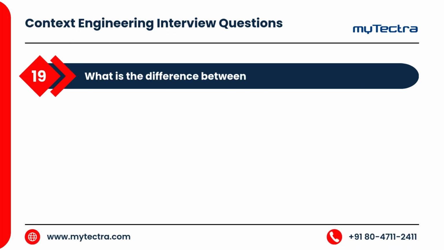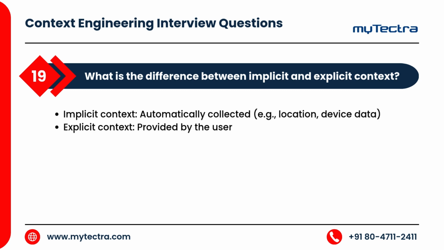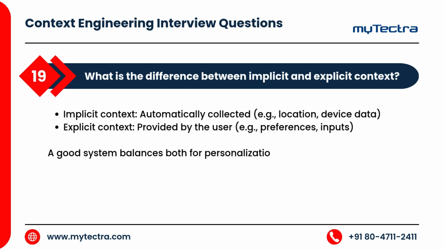What is the difference between implicit and explicit context? Implicit context is automatically collected. Example: location, device data. Explicit context is provided by the user. Example: preferences, inputs. A good system balances both for personalization without invading privacy.